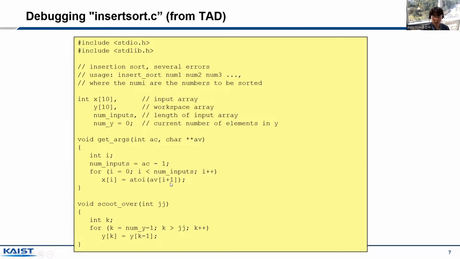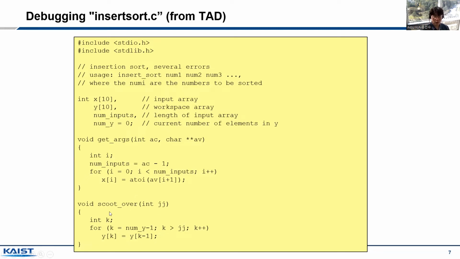It should be i plus 1 instead of i. So this is the reason why we need to have this i plus 1. We repeat until num_inputs, and we store our arguments as numbers to this x. So in short, this function gets the command line arguments, converts them into numbers, and stores them to x. And we initialize x and num_inputs. That's what this function does.